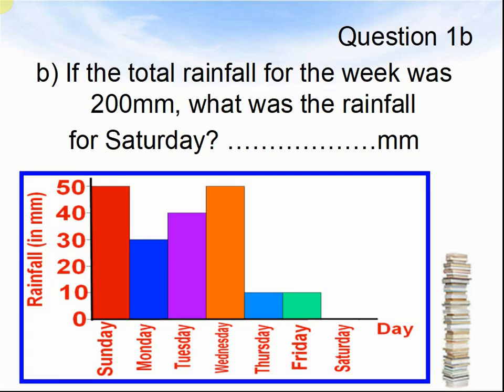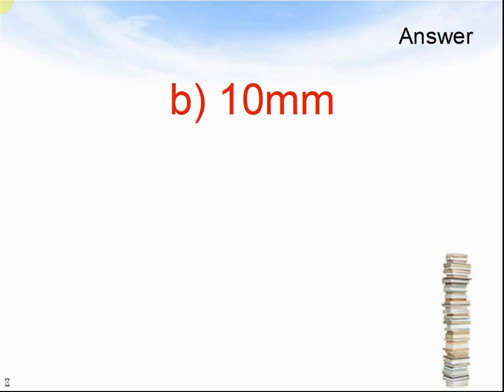Question 1b. If the total rainfall for the week was 200 millimeters, what was the rainfall for Saturday? Pause the video until you are ready to see the answer. Here comes the answer. The answer is 10 millimeters.